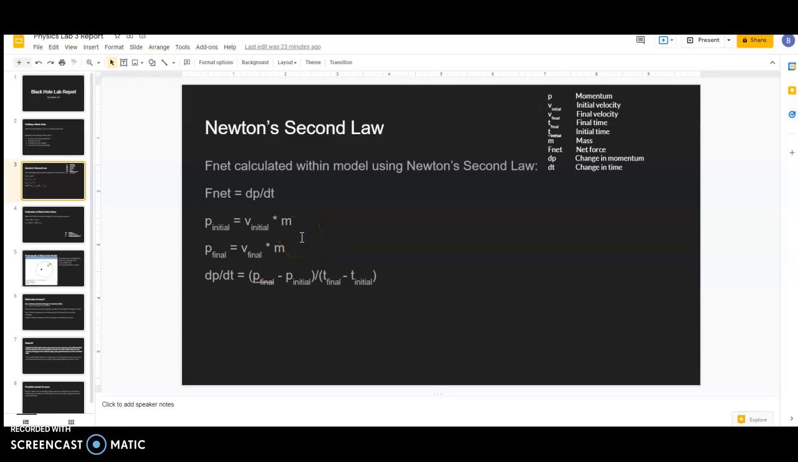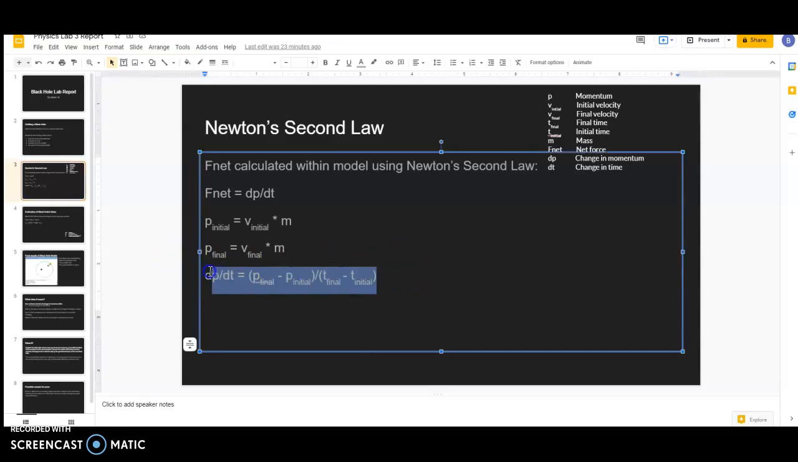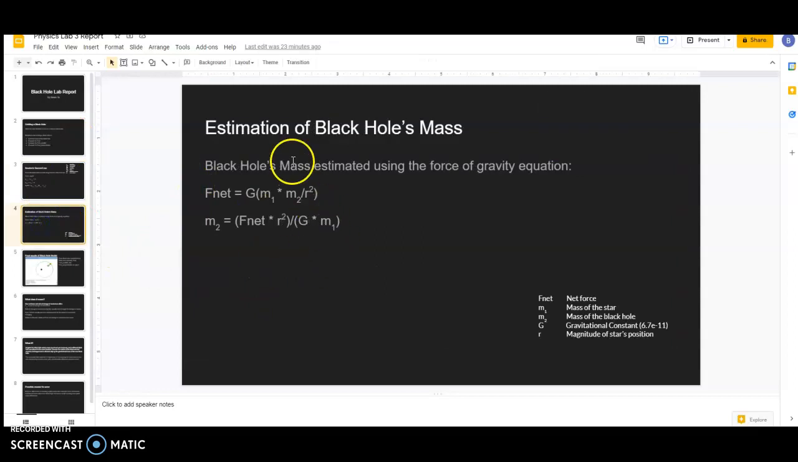The net force was calculated within the model using Newton's second law, in which net force is equal to dp over dt. I broke this down into its various components, such as solving for the initial momentum and the final momentum, and showing what was plugged in to the model to calculate these values.